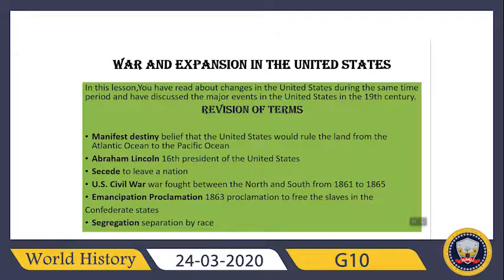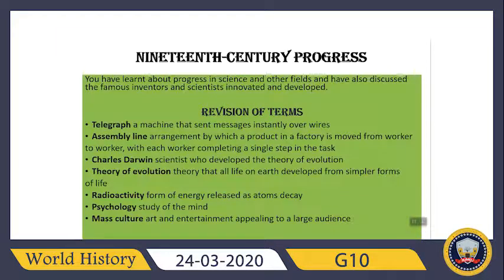And then we have the Emancipation Proclamation. Proclamation means a public or official announcement. So in 1863 there was an announcement, what? To free the slaves in the Confederate States. Then we use another term in this lesson, segregation. Segregation means separation by race.